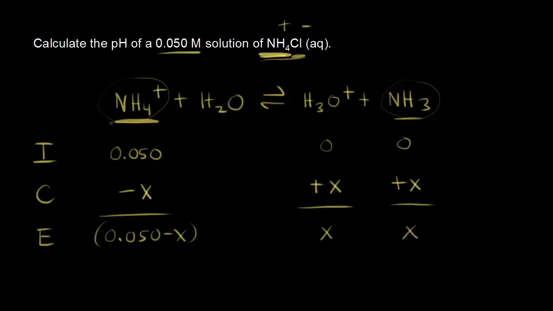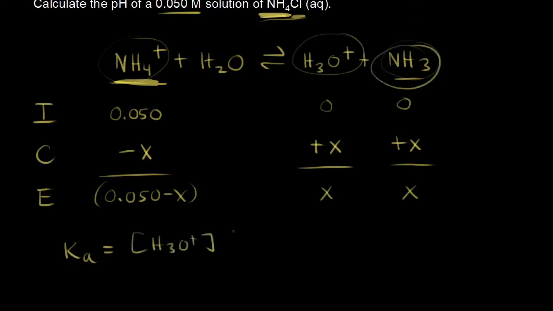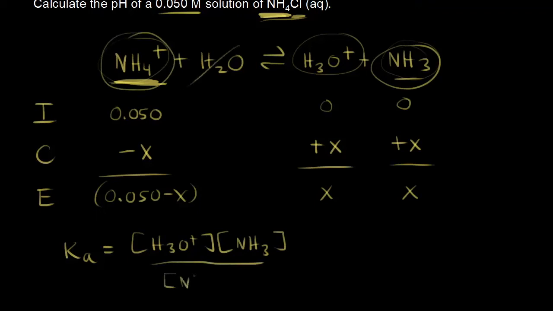So we're talking about ammonium acting as an acid here, and so we're going to write an equilibrium expression. We're going to write Ka. So Ka is equal to the concentration of products over reactants, so this would be the concentration of H3O plus times the concentration of NH3, all over the concentration of NH4 plus, because we're leaving water out.